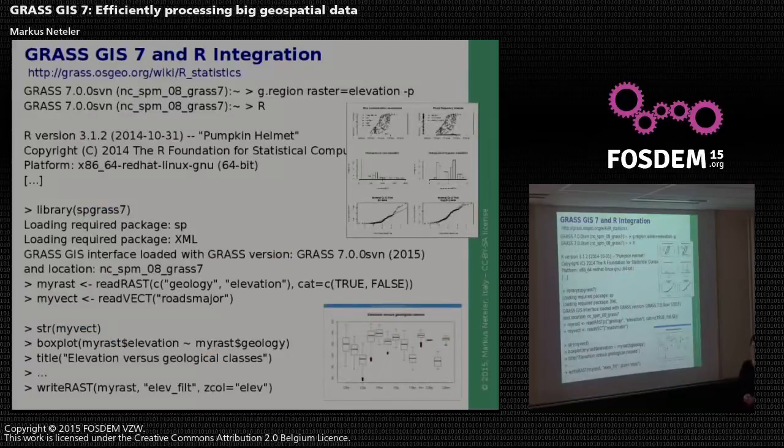Published only, I think, 24 hours ago, the spgrass7 extension for R. So you can now directly connect Grass and R as before, but now with the new Grass 7 version. I just made some plots, elevation versus geological classes. You get your data over into the R space. Raster and vector are both supported, and you get out your box plot, and that's all. So like this, you can really do sophisticated statistics in no time.